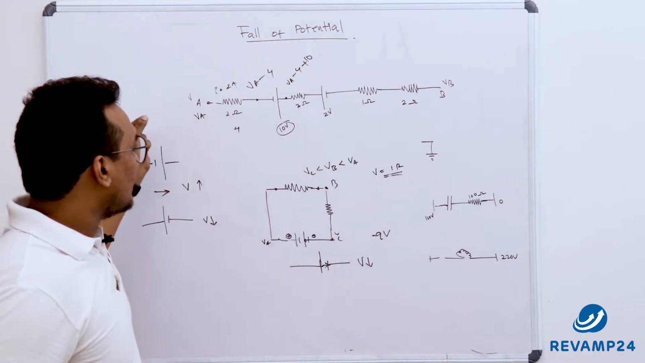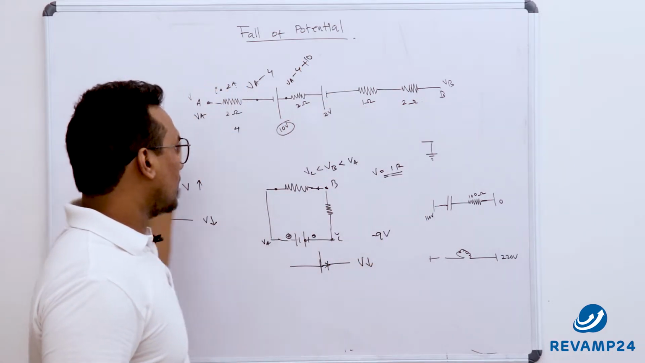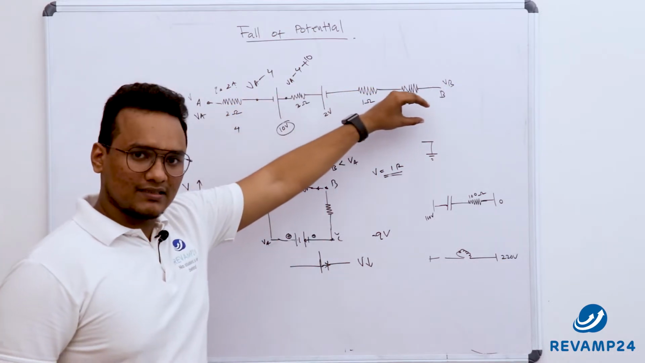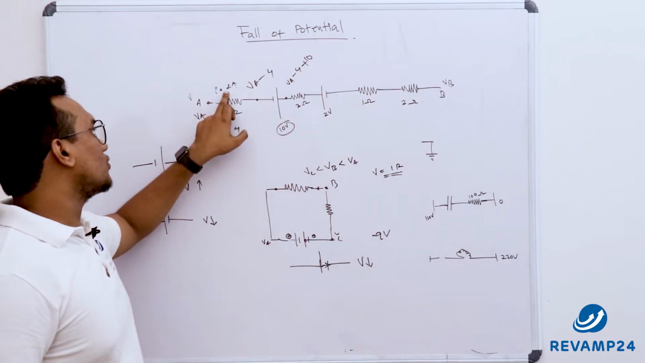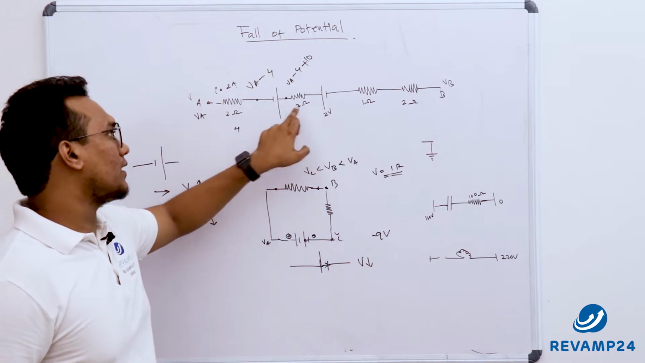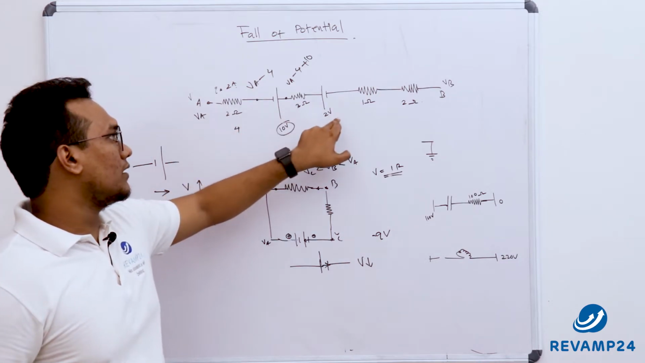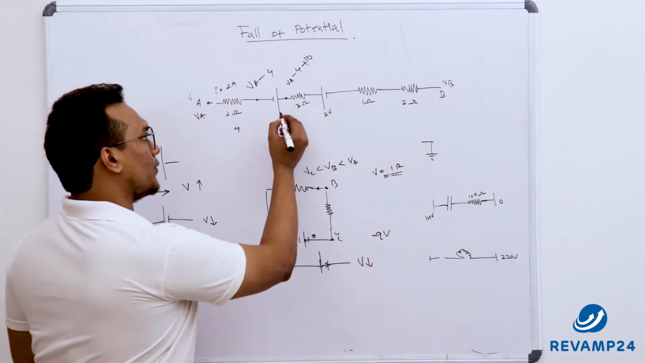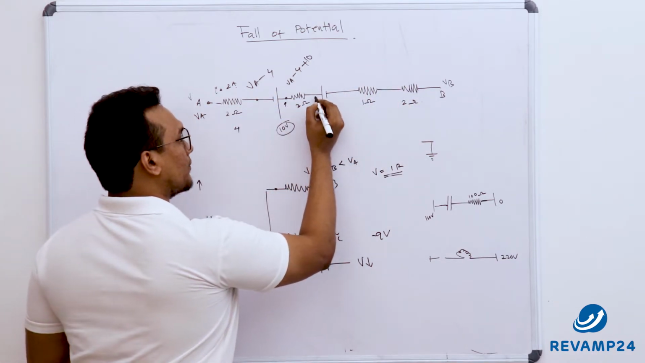Now we know that this is a branch, right? One circuit, or these are connected in series. In series, current will be the same. So if it is 2 ampere here, here also it is 2 ampere, through the battery also 2 ampere, here also 2 ampere, here also 2 ampere. Now we got the potential at this point, right? How to get the potential at this point?